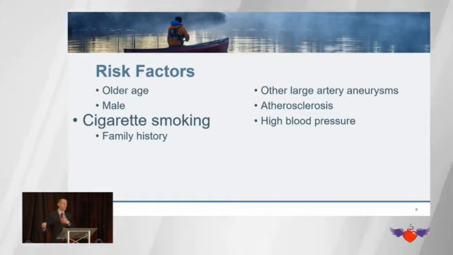If you have aneurysms elsewhere in your body, other large arteries, that may signify there's something going on with the walls of those arteries that would predispose your aorta to also enlarge. Atherosclerosis, or general hardening of the arteries, can also predispose you to that. As is high blood pressure, which kind of makes intuitive sense. The more pressure that's coming out of the heart pushing that blood against the wall of the aorta could potentially cause that to increase.